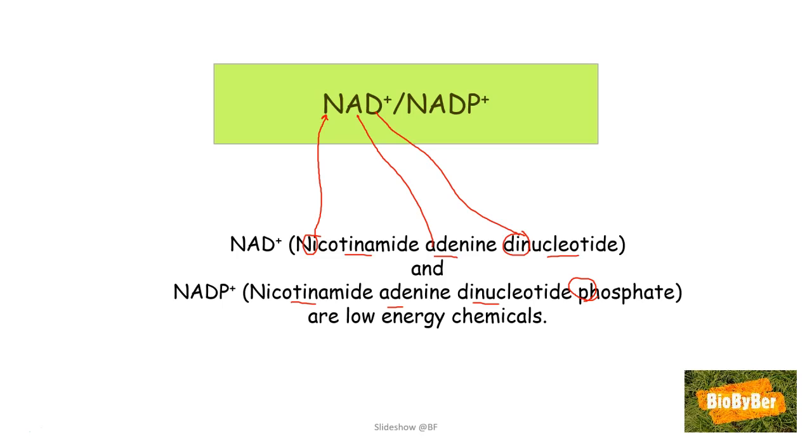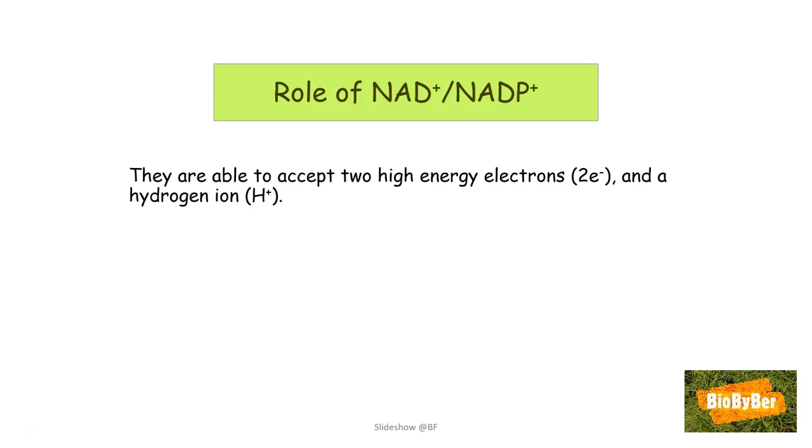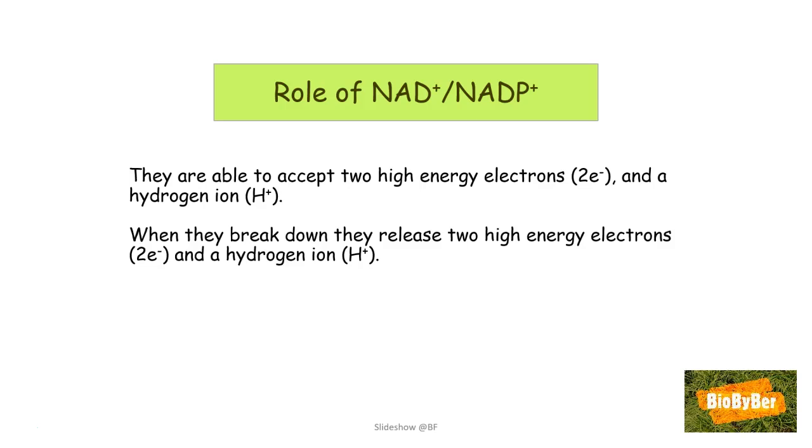Now another notion to understand is that these are 2 complicated chemicals that are low in energy. Now, what is the role or the job of NAD+ or NADP+? Well, these 2 chemicals are able to accept 2 high-energy electrons, 2 high-energy particles that are negatively charged, and a hydrogen ion, a H+ or a proton. And when they break down, the reverse happens.